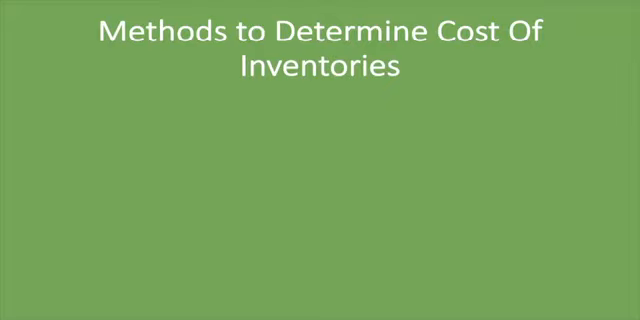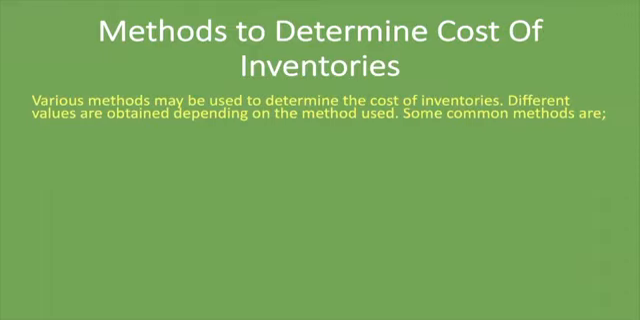What methods are used to determine the costs of inventory? Well, there are various methods which are used, and here they are. Various methods may be used to determine the cost of inventory. Different values are obtained depending on the method used. Some common methods are the first in, first out method, or the FIFO method, and we've done a lesson where we went into great detail on how to calculate the cost of the closing inventory and the cost of sales for the inventory using the FIFO method.